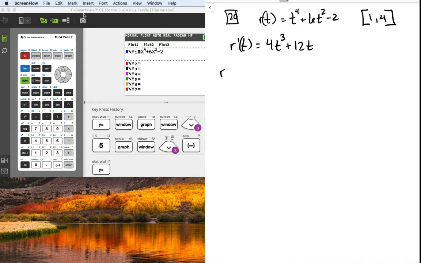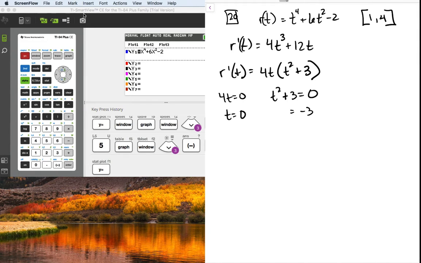So at this point here, let's see. I want to zero it out, right? So I can actually factor out a 4t from this and get t squared plus 3. So 4t equals 0, t will equal 0. And then t squared plus 3, and we want to zero that out.